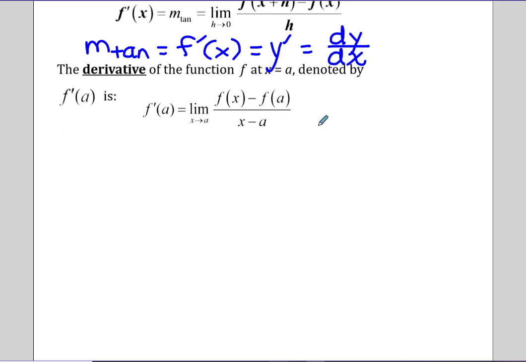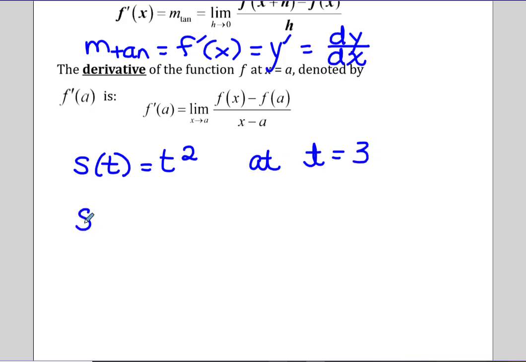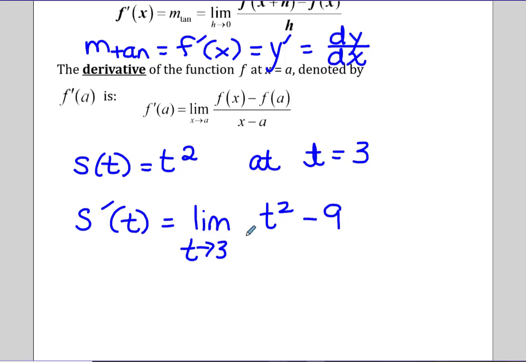So we're going to want to use this equation to find our derivative. Let's say our function is s of t equals t squared, and we want the derivative at t equals 3. So we can find the derivative s prime of 3 by taking the limit as t goes to 3 of f of t, in this case t squared, minus f of 3, so if we substitute a 3 here, 3 squared is 9, over t minus 3.